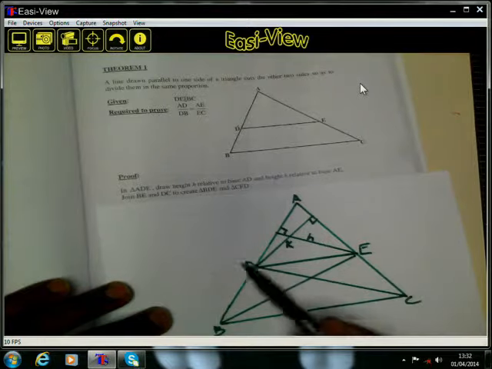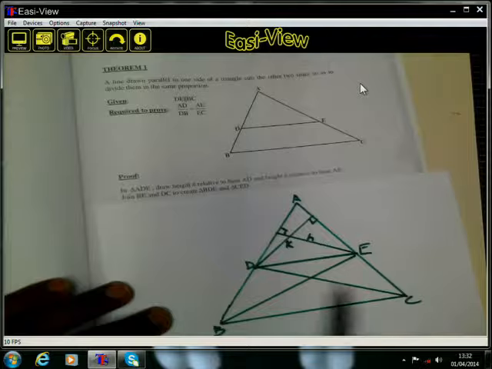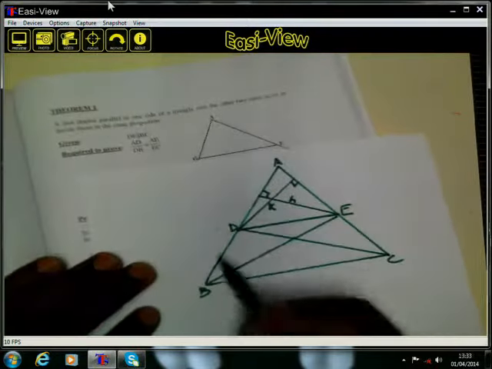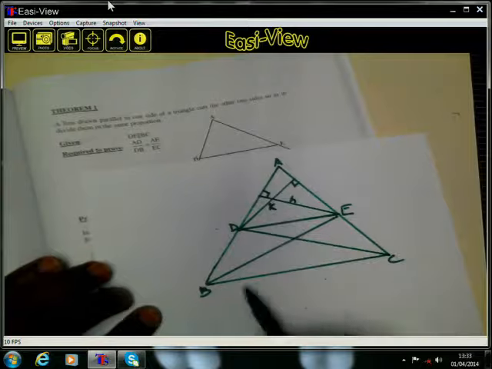BDE. I'm now having this triangle, and I'm now having triangle CED. Remember, at the beginning we only had this. But now, due to constructions, we now have additional triangles. The triangle that I've now constructed as my proof is triangle BDE. This is where we are.